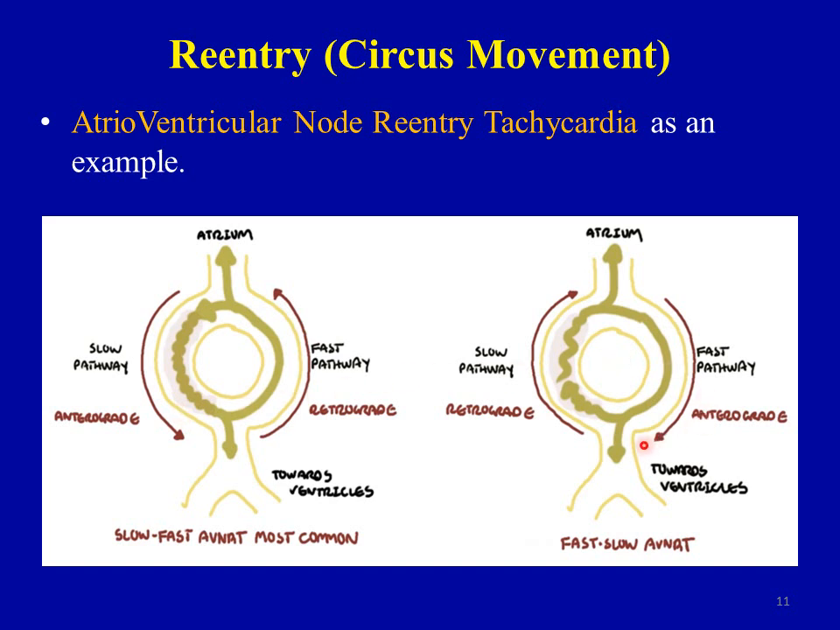We have the other example where the action potential or the circus moves first anterogradely through the fast pathway and retrogradely through the slow pathway. So it goes in the opposite direction. It is the least common mechanism underlying atrioventricular node reentry tachycardia. As I said, it affects 5 to 10% of patients.